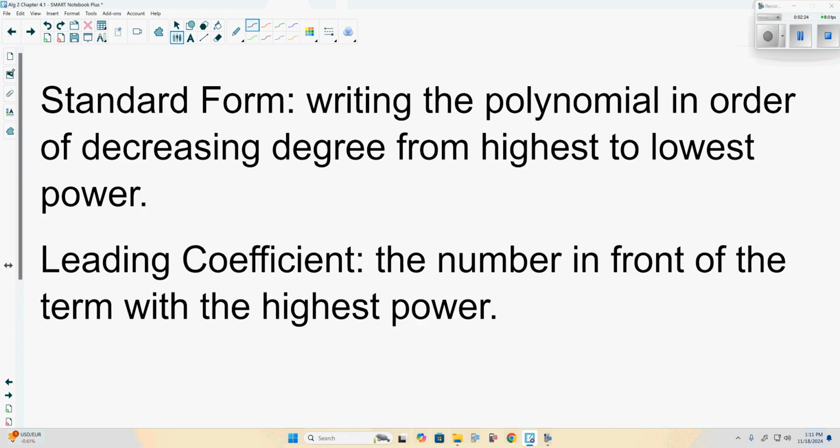The other part is leading coefficient. Leading coefficient is the number with the variable to the biggest exponent, or the number in front of the variable with the biggest exponent or highest power. Questions on this so far?